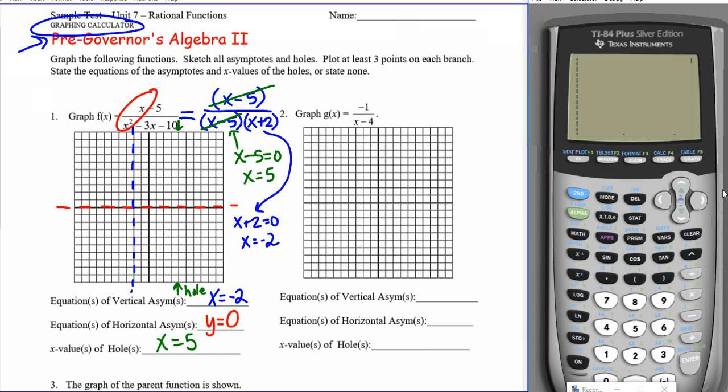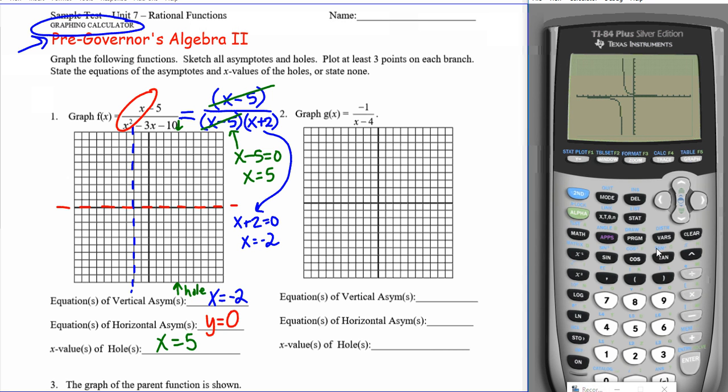So now I graph. Whoops, my view window's all messed up. Let me go to a Zoom 6, a Zoom standard. And that's like a typical piece of graph paper. And I can see this graph seems to look like mine does, with a vertical asymptote here at x equals -2 and a horizontal asymptote here at 0.